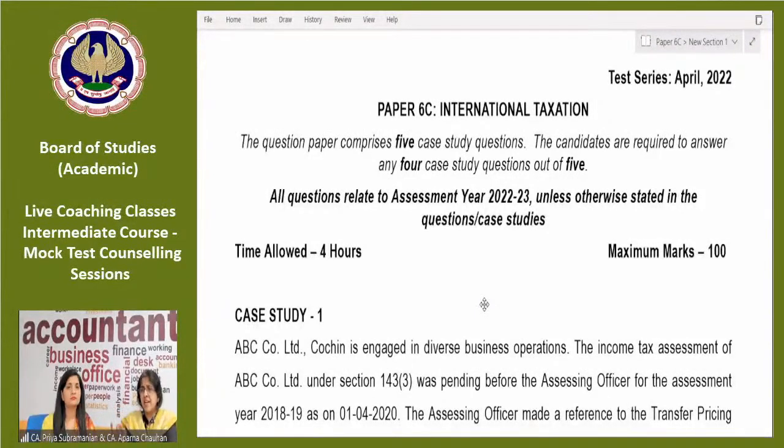Then afterwards, the secondary adjustment, 92CE and 94B, interest, excess interest. Sometimes there's an interplay when interest comes by way of an arm's length adjustment, plus you have to apply that 94B, and that you have to take care. What are the specific requirements under both the sections? We have one question like that in our MTP also. Then the penal provisions for transfer pricing, that again is important, and country by country reporting. So these are the main things in transfer pricing.